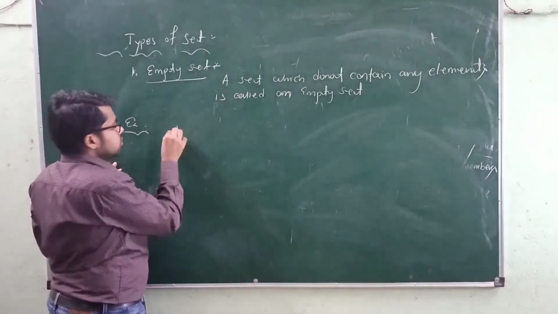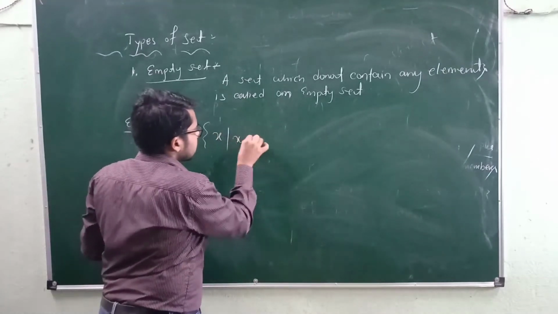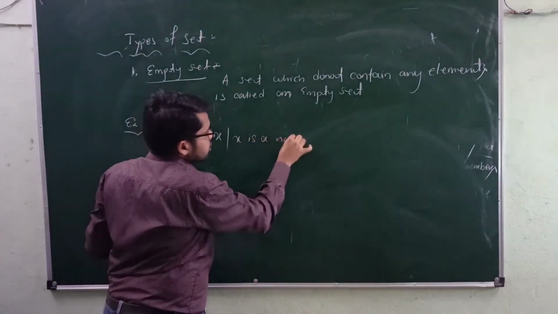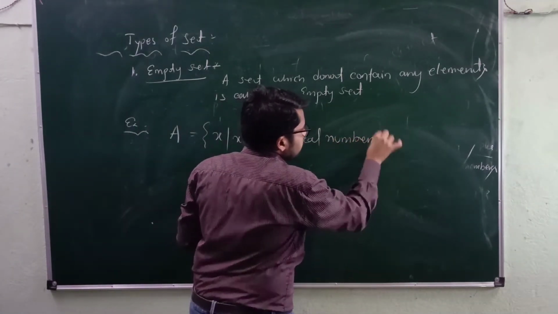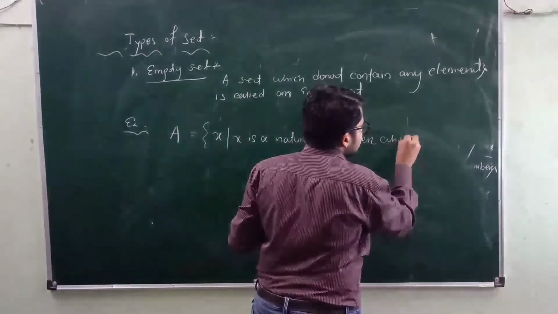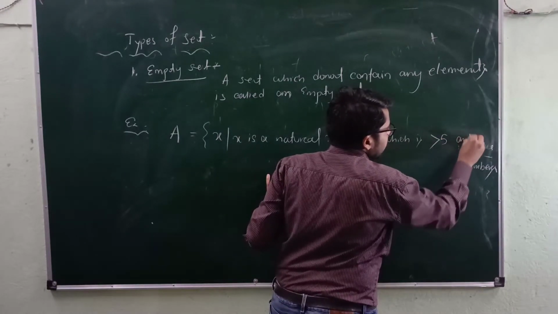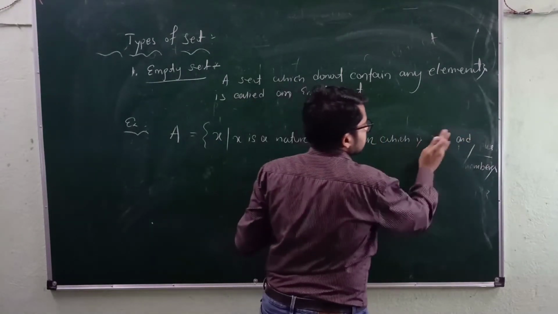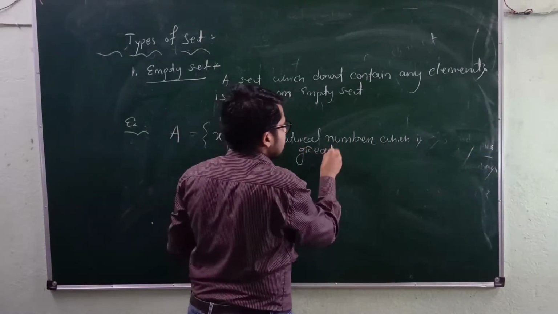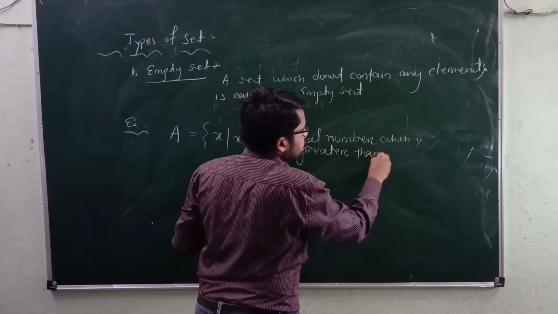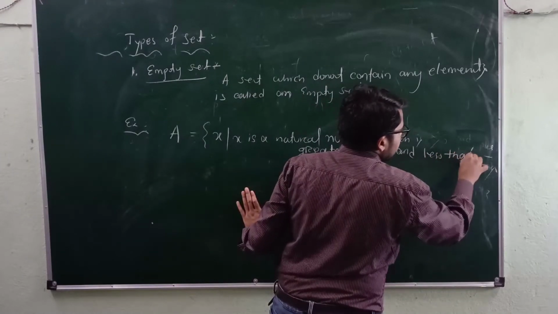I am writing a set. Let's suppose A be a set represented as x such that x is a natural number which is greater than 5 and less than 6.